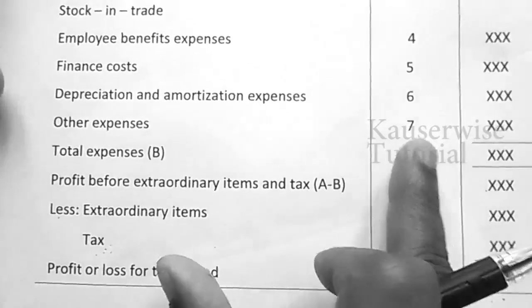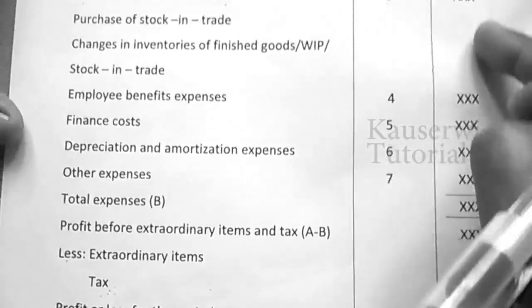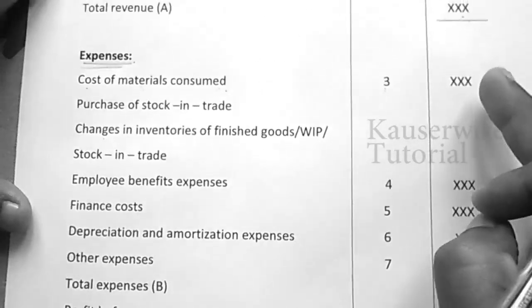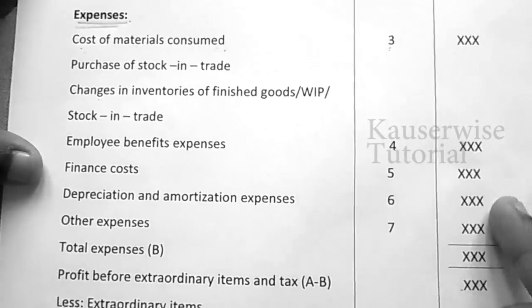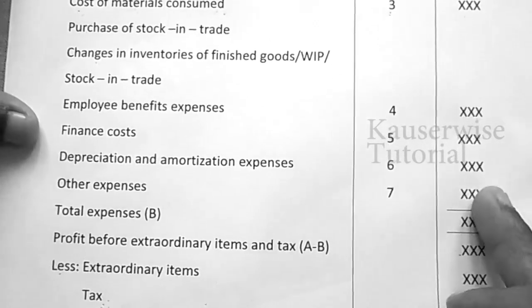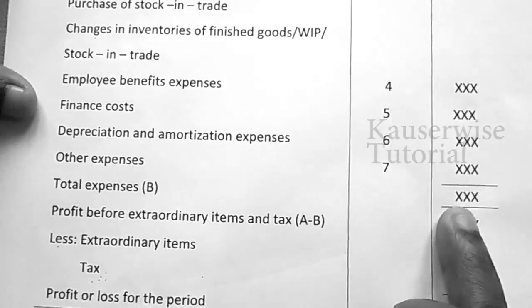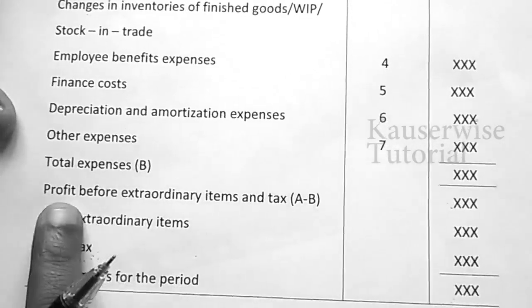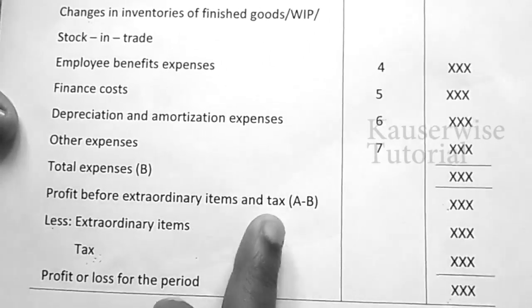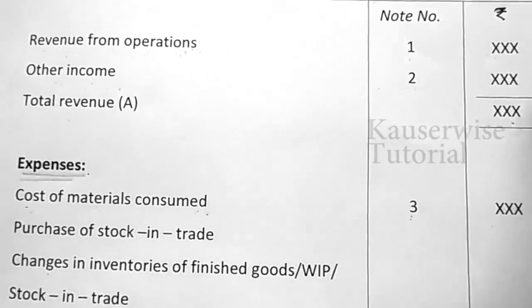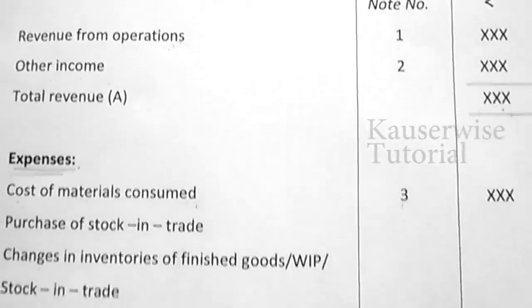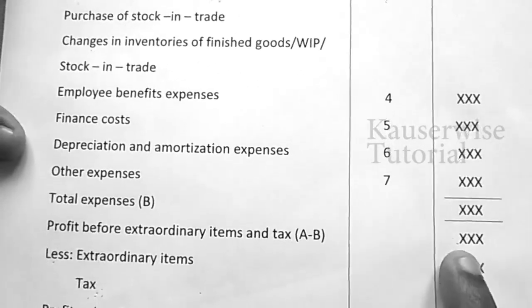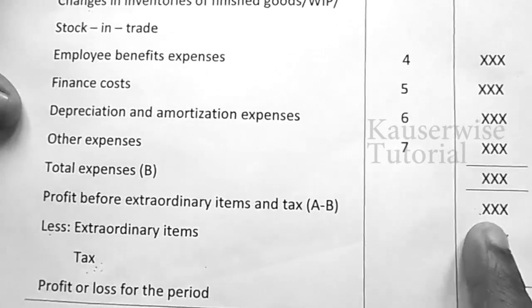Okay, so after recording other expense, now you need to find the total expenses, that is cost of material consumed, employee benefit expense, finance cost, depreciation and amortization, and other expenses. So find the total expense. Now you need to find the profit before extraordinary items and tax. Total revenue, that is revenue from operation and other income, will be total revenue. So total revenue minus total expense is equal to profit before extraordinary items and tax.